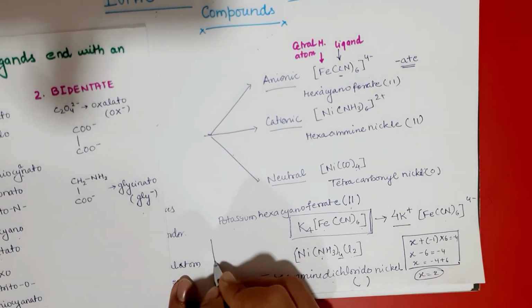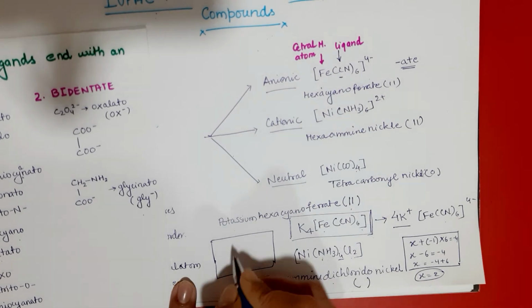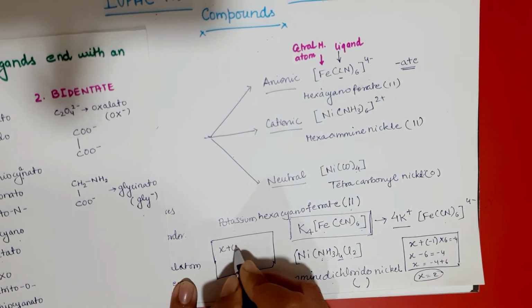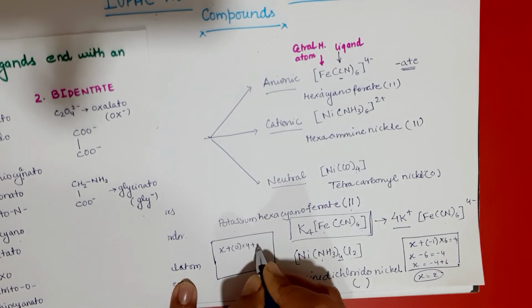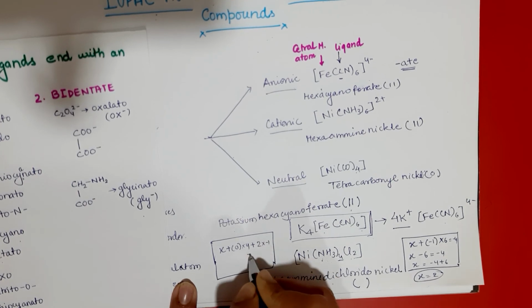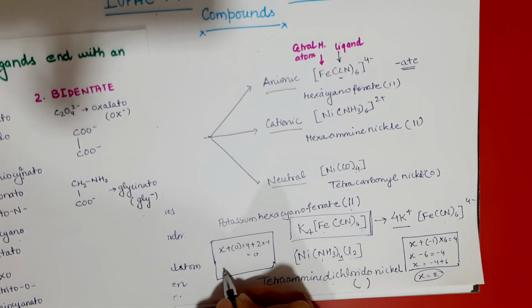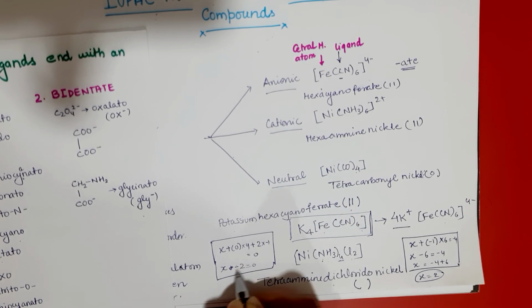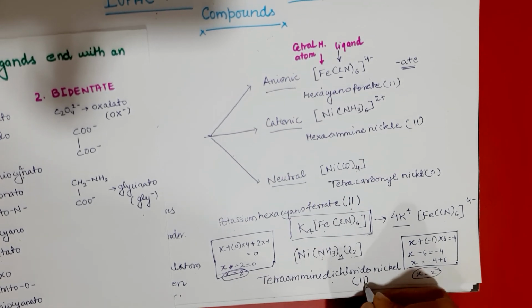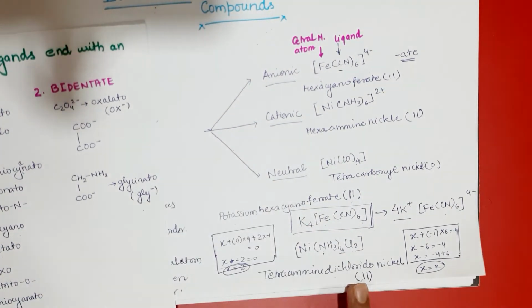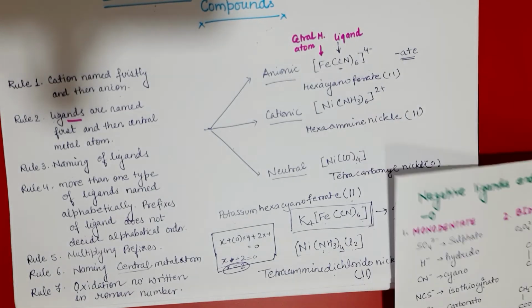For that you can calculate it as ammine is neutral. So x plus 0 multiplied by 4 plus 2 multiplied by -1, because chlorine is having a -1 charge here. So x plus -2 is equal to 0. x is equal to 2. Okay, so the oxidation state of the central metal atom will be 2, and we write it in Roman numerals. Okay, hope this topic is clear.